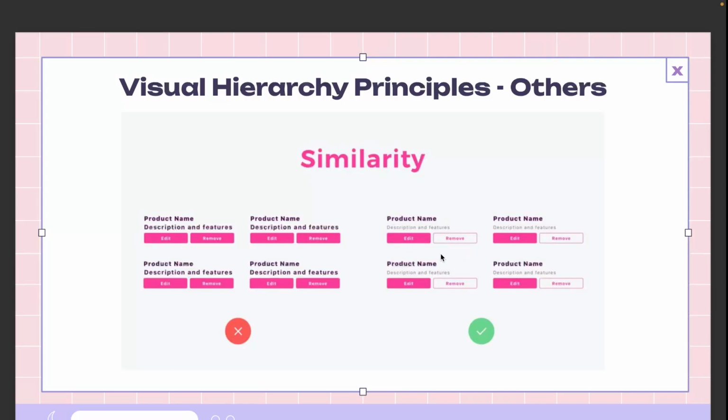That is why we have to bring the similarity. First, you look at the buttons. So first thing is edit, the second thing is remove. Your first attention will come to edit and not the remove button, okay? And here again, the product name, description and features. So the very first thing that is important is actually the product name, not the description and features, right? If these two are similar, that is also a very bad UX. So that is why you have to understand this also.